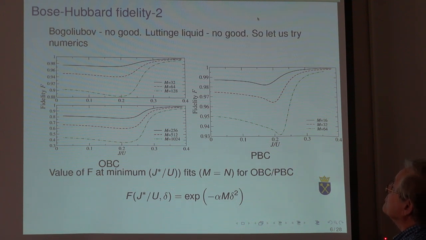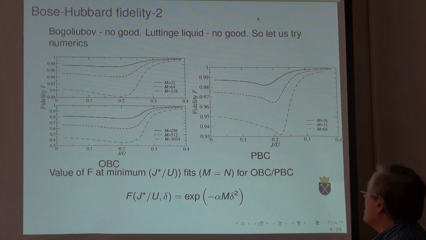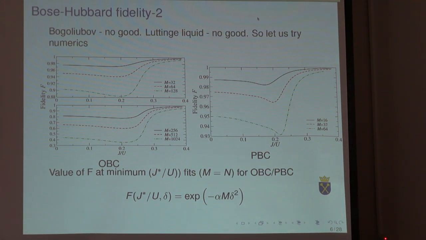The funny thing, which is unexplained, and you are welcome to find the explanation, is that if you look at the value of this fidelity at the minimum, it is fitted with very good accuracy with such a nice formula. We don't know whether it is m or n here, number of particles or size, since we are in the situation m equal to n. So we wrote m, we could write n. There is this delta parameter, which is the size of our step in J, and some numerical constant. The fit is magnificent. We don't totally know why it is so. This is a feature of the Kosterlitz-Thouless transition, I think.